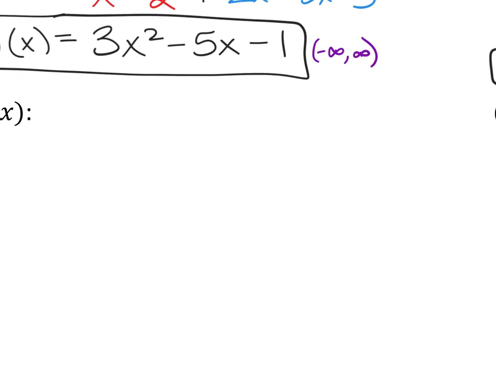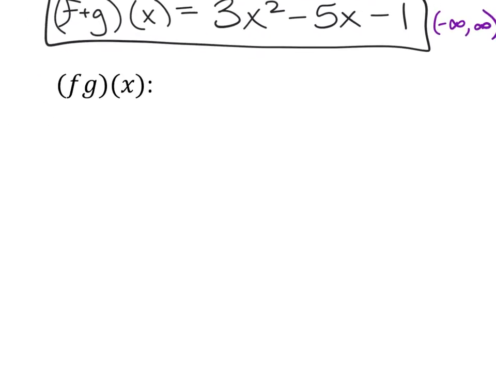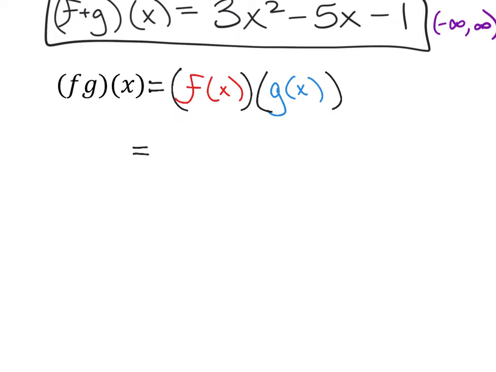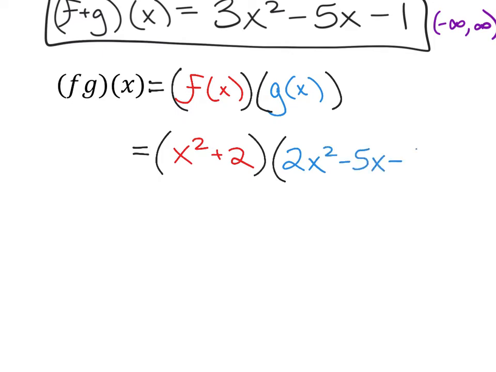Okay, so let's start multiplying. So when we multiply, we're just going to take the first function and multiply it by the second function. I like putting all of these things in parentheses when I'm writing it, because then I remember it's an actual multiplication problem, because that's two parentheses next to each other. So again, we just replace the f of x and g of x with the equations themselves. X squared plus 2 and 2x squared minus 5x minus 5. Just literally replacing them.